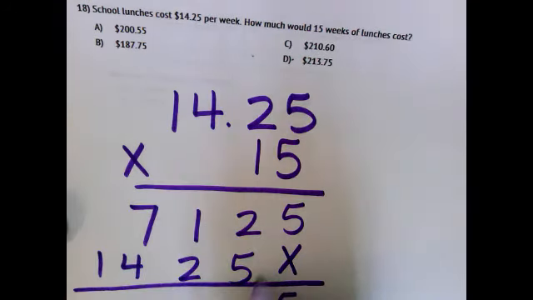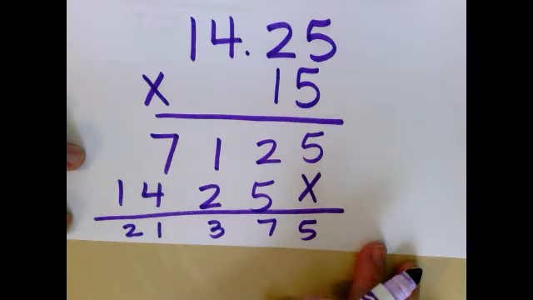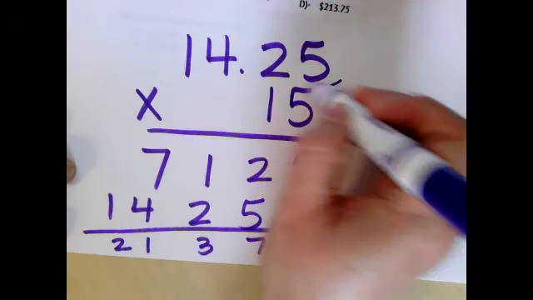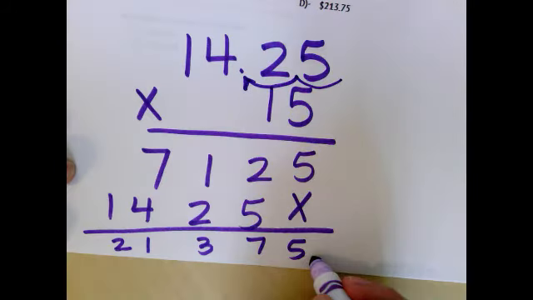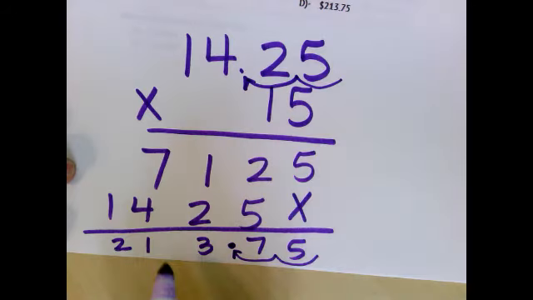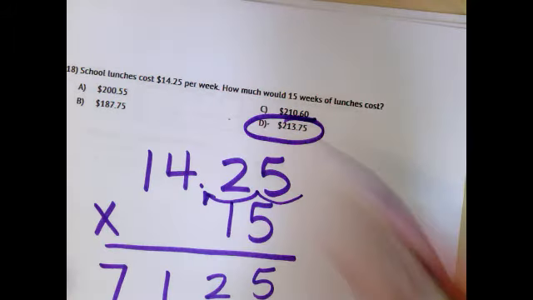All right. And then I see that, oops, I'm off the screen. Sorry, there we go. All right, I moved over 2 places here for my decimal, so I need to move over 2 places in my product. So $213.75, which was answer choice.